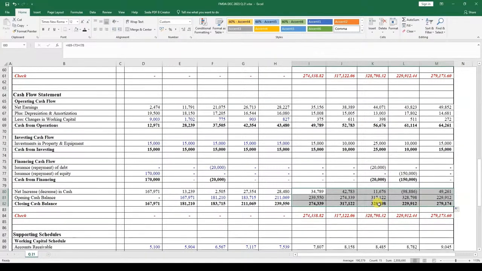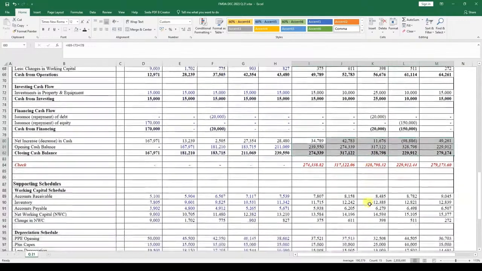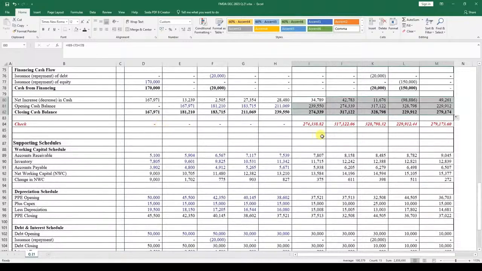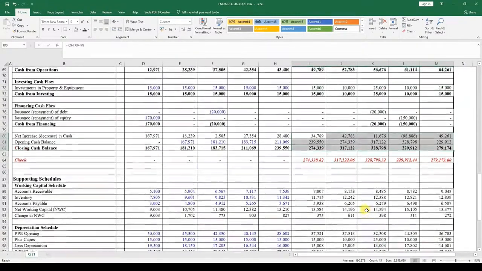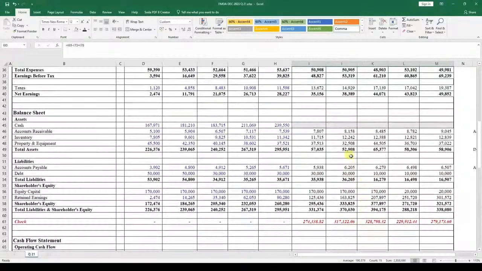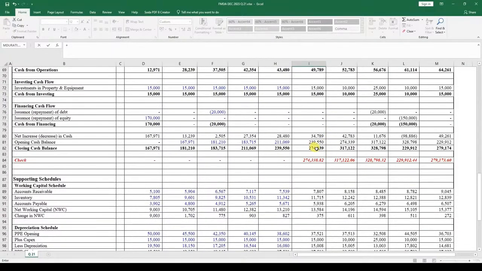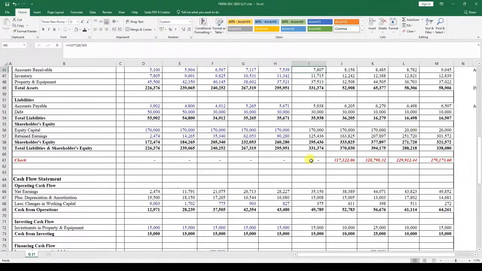Now to test and see whether this is actually going to balance, because we are through with the statement of comprehensive income, statement of financial position, statement of cash flows, and the supporting schedules, we can see that it's still not balancing. Remember one thing I had mentioned, that the cash balance is the balancing figure right here. So let's see if we link it, whether it's going to balance. So we link this cash value with the closing cash balance right here, this one here, and you can see it has balanced.